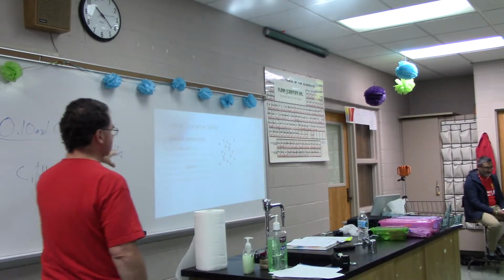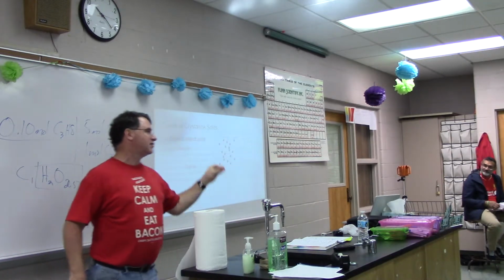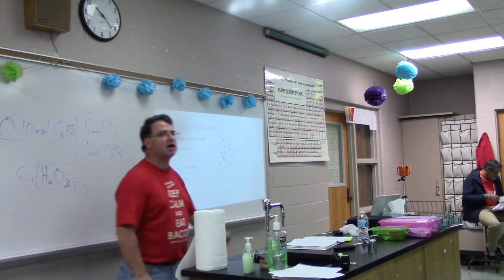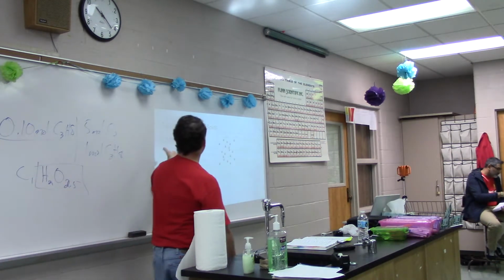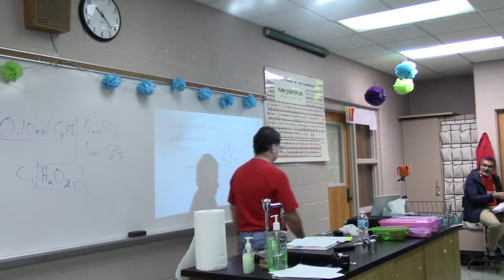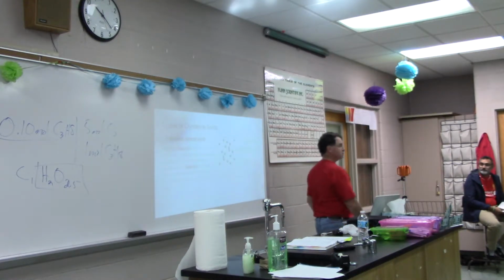So a covalent network solid is nothing more than a solid that's all covalent bonds all the time. And I've got three examples for y'all of these covalent network solids. First of them, diamonds.